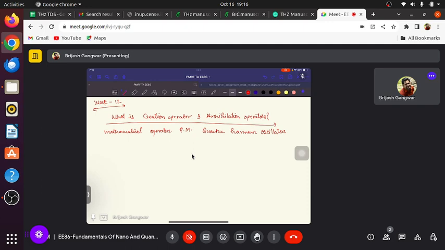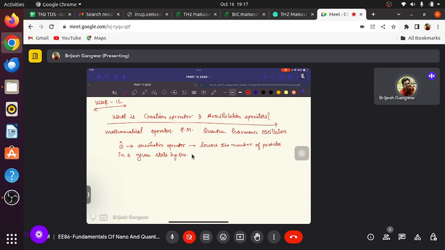An annihilation operator is usually denoted with a-cap, and it lowers the number of particles in a given state by 1. This is the annihilation operator.